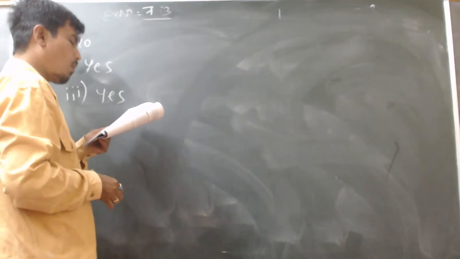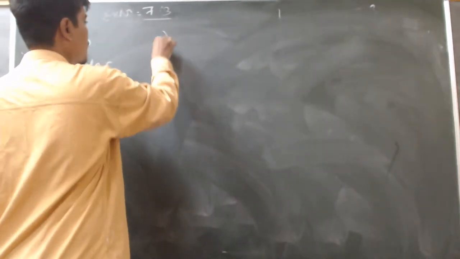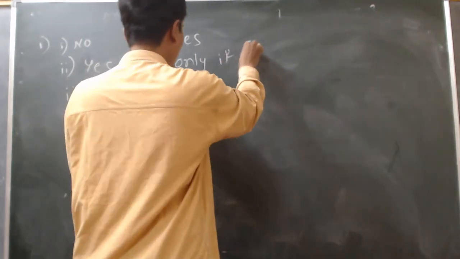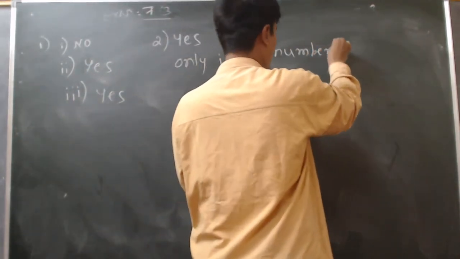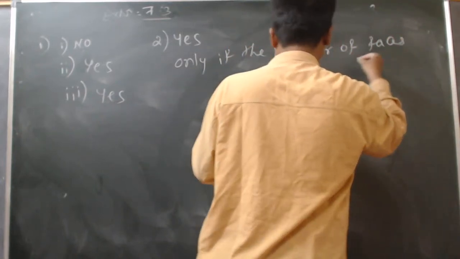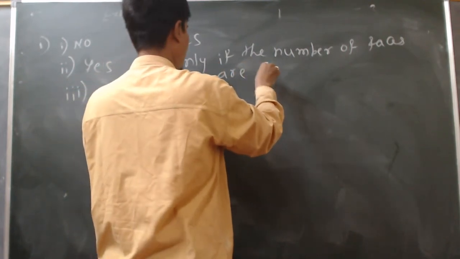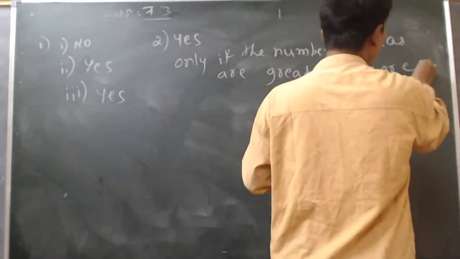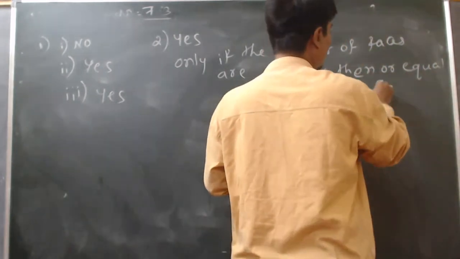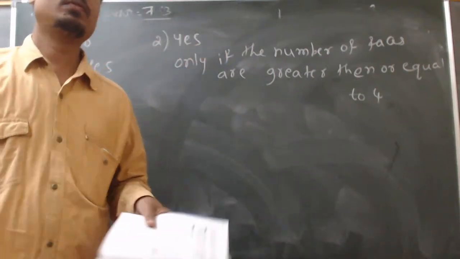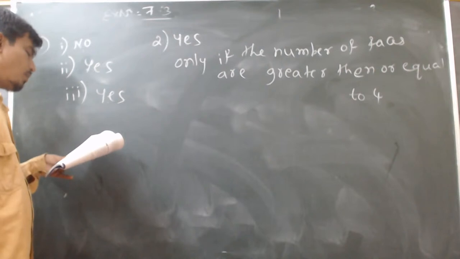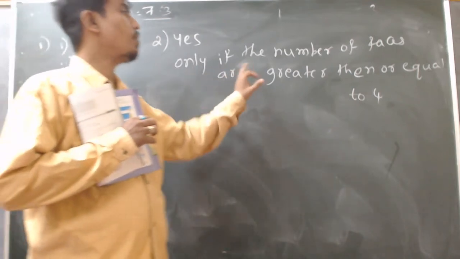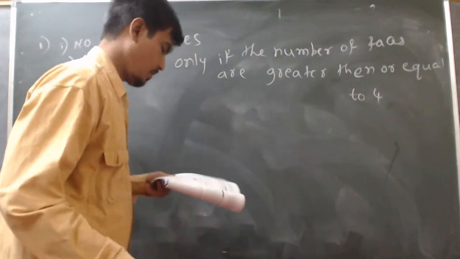Second, is it possible to have a polyhedron with any given number of faces? The answer is yes. And what is the reason? Only if the number of faces is greater than or equal to 4. What is the second question? Is it possible to have a polyhedron with a given number of faces? The answer is yes, and they are saying it is only possible if the number of faces is greater than or equal to 4.